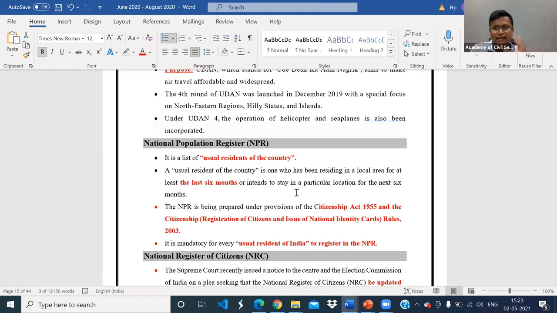We want to understand how many citizens are residing in India. How many are working outside? The remaining people can be categorized as people working outside India. This is prepared under the provisions of the Citizenship Act 1955 and the Citizenship (Registration of Citizens and Issue of National Identity Cards) Rules 2003.